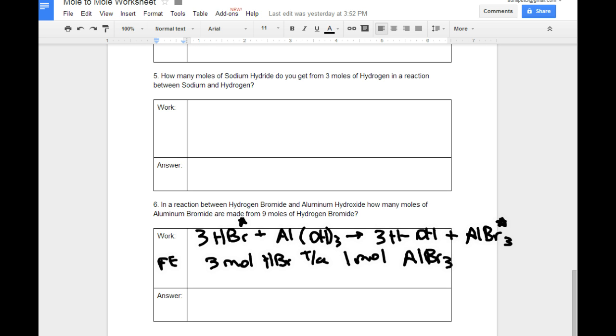And for the last one, in a reaction between hydrogen bromide and aluminum hydroxide, how many moles of aluminum bromide are made from 9 moles of hydrogen bromide? So we have the generic for every statement, 3 moles hydrogen bromide, there are 1 mole of aluminum bromide. So if there's 9 here, we're multiplying by 3, the factor. We got to multiply by 3 on this side, which means we end up with a total of 3 moles of aluminum bromide.